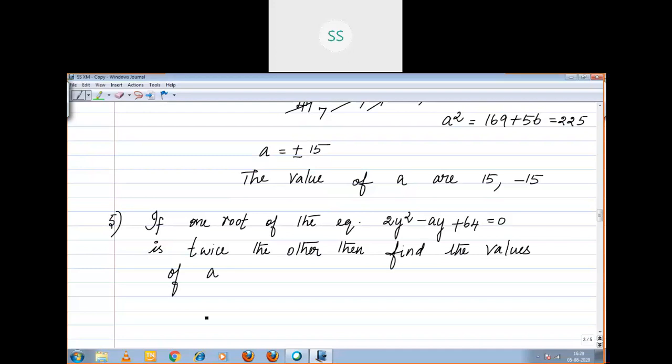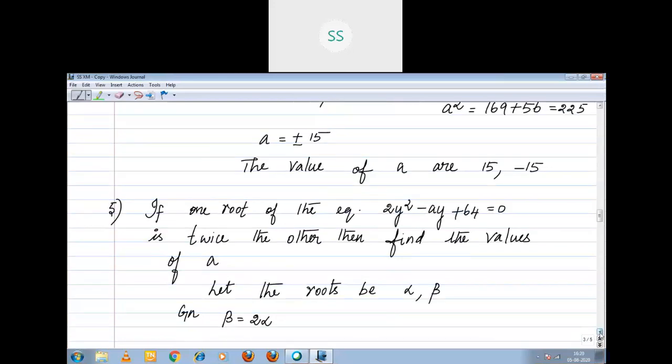Right. Now, one root is alpha, another one is beta normally, right? Let the roots be alpha, beta. But what is given? One root is twice the other. So beta is equal to 2 alpha, or alpha equal to 2 beta. That is your wish only, right?